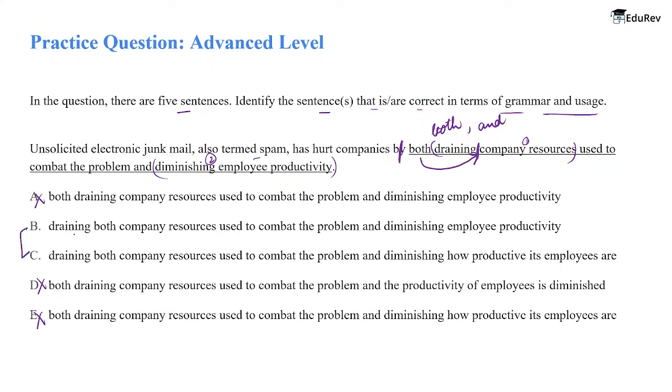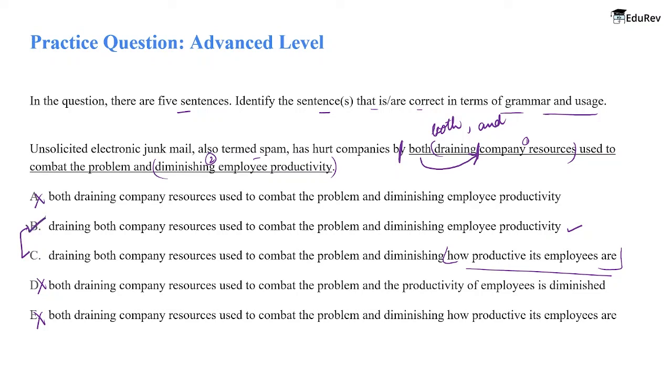So let us just read that. Draining both company resources used to combat the problem and diminishing employee productivity. This is correct. Draining both company resources used to combat the problem and diminishing how productive its employees are. Now these are unnecessary words we do not need. We learned this in concepts that we do not need unnecessary statements or words. We are sufficient just with diminishing employee productivity. So the correct option is option B.